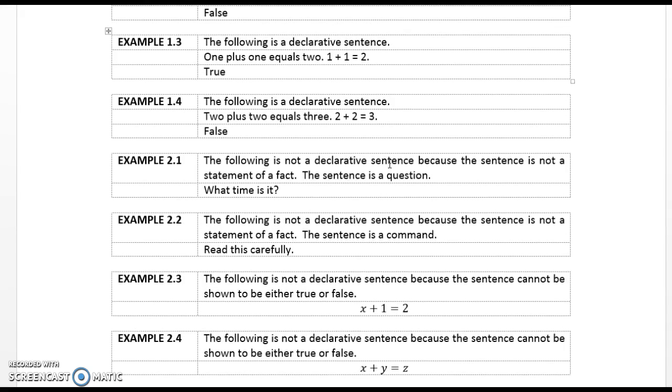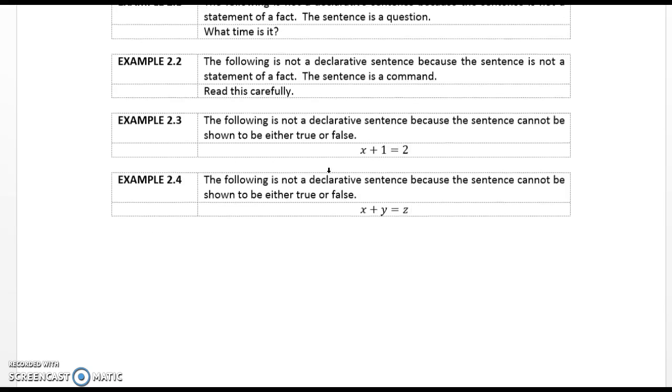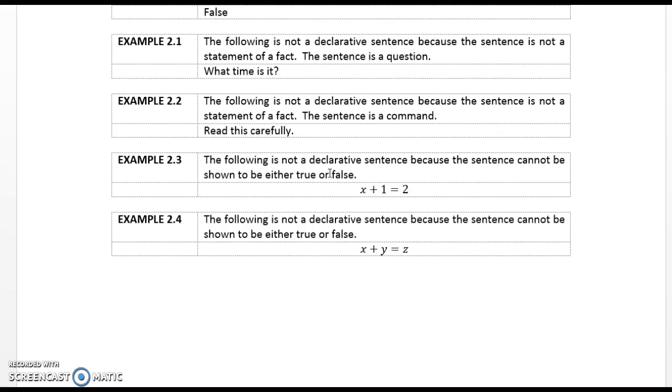Example 1.3. The following is a declarative sentence. 1 plus 1 equals 2. True. Example 1.4. The following is a declarative sentence. 2 plus 2 equals 3. False. Example 2.1. The following is not a declarative sentence because the sentence is not a statement of fact.